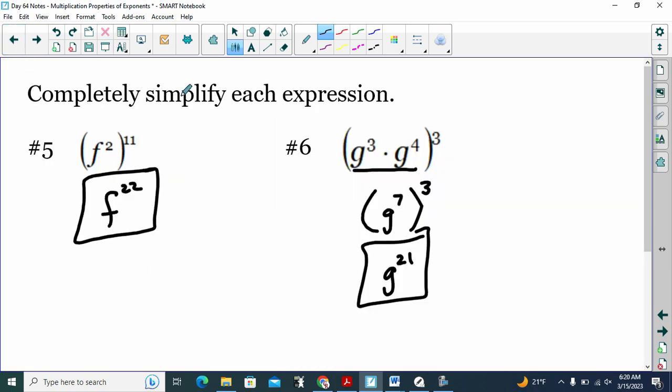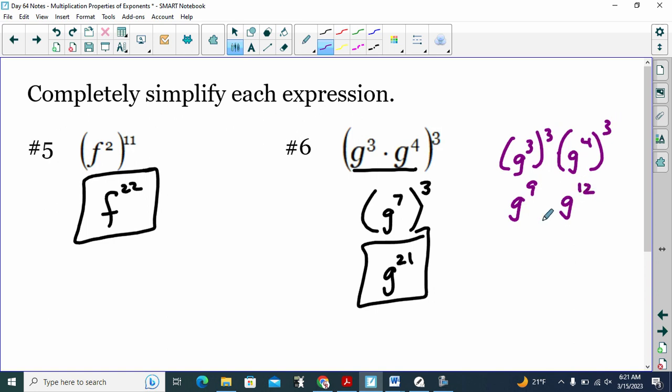Going back to the previous example, I could have done this one that same way. We could have done g to the 3rd to the 3rd, sorry, times g to the 4th to the 3rd. Distributed this. Power of a power, we multiply. 4 times 3 is 12. Now, when we multiply, now we add. 9 and 12 make 21. Either way, I get the same answer. I think it's easier if we do it the way that we initially did, but we could do it either way.